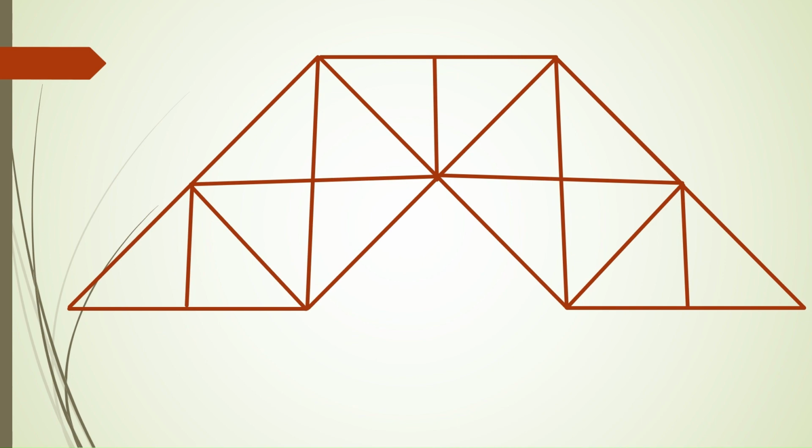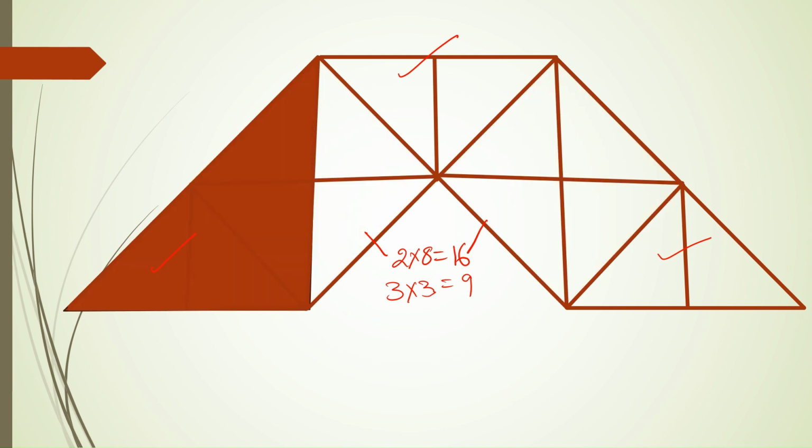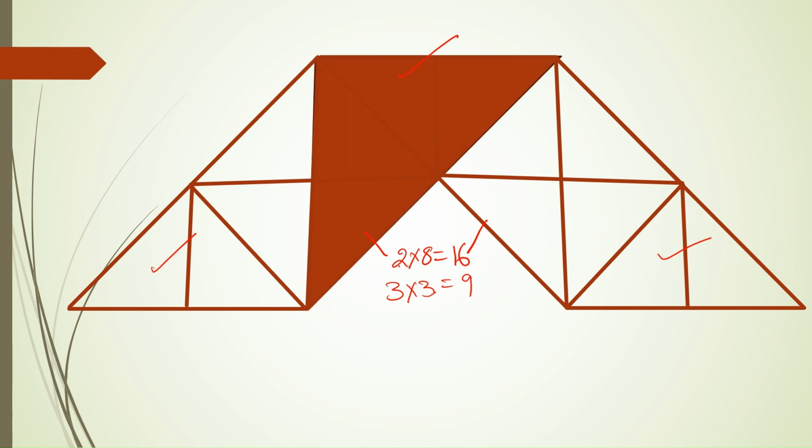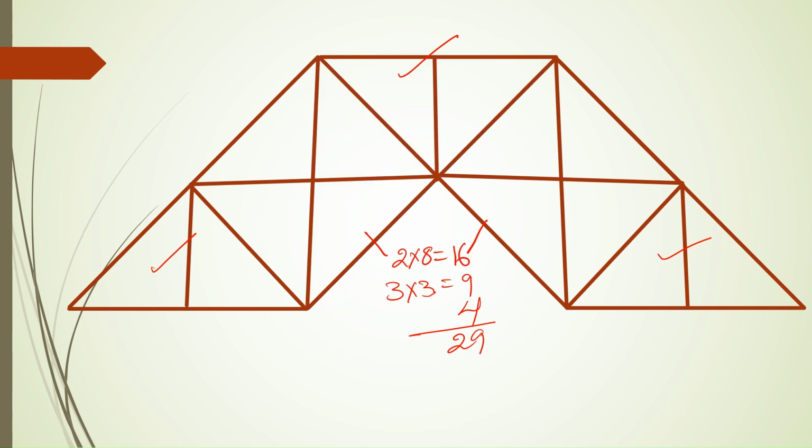Consider this figure. Now, if we check, these two are square patterns and they make 2 into 8, 16 triangles. And here it is a triangle pattern, again a triangle pattern and a triangle pattern. So 3 triangle patterns, that makes 3 into 3, 9 triangles in those. Now, 1, 2, 3, 4. Four other triangles are also there. Add those 4 and it makes 29. This figure will have 29 triangles in total.